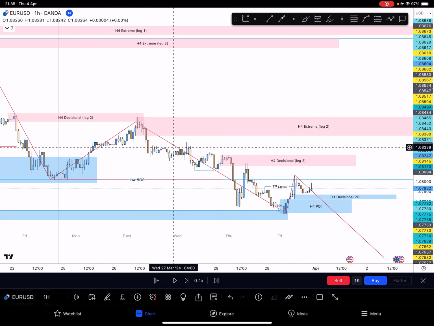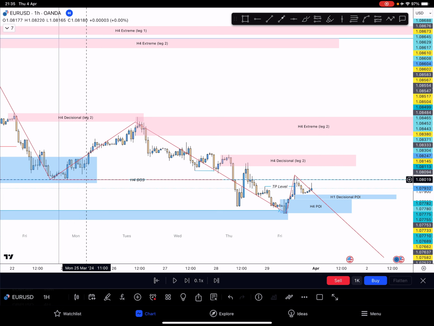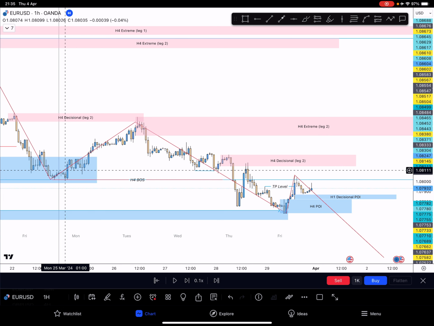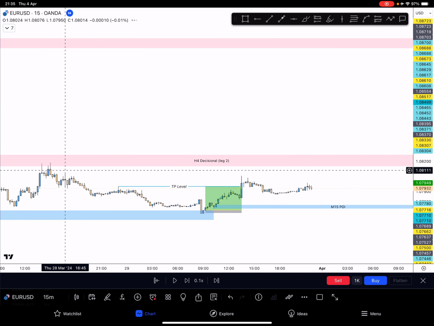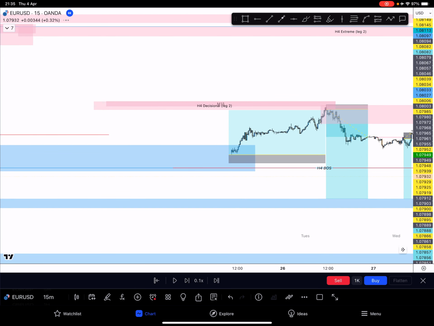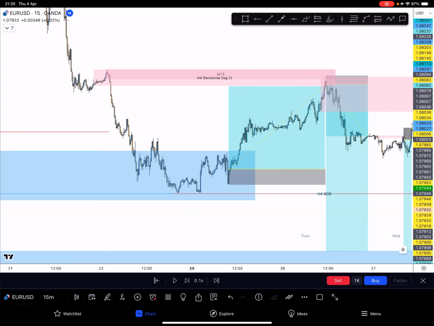And which day is this? This is Monday. So what can we be expecting? We are expecting buys on Monday, right? So we go now into M15. Let's see how we could actually catch this buy.